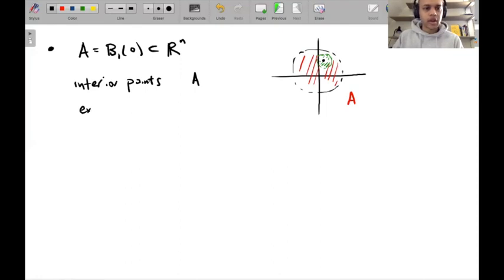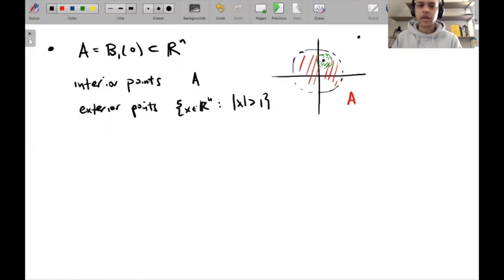so the exterior points are, well, points of norm greater than 1. Points distance greater than 1 from the origin. So if you're distance greater than 1, well, yeah, again, you can find a small ball contained in A complement.